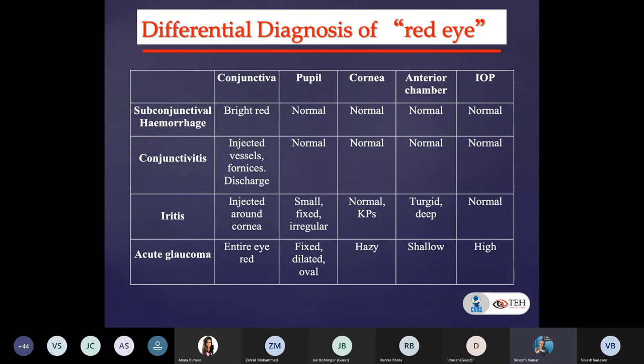This chart allows us to understand the common red eye problems, which allows you all to understand what this patient might be having and appropriately direct them to the right place to seek attention. A subconjunctival hemorrhage and conjunctivitis can be managed normally in the primary care setup. A patient with iritis and acute glaucoma needs referral into the services.